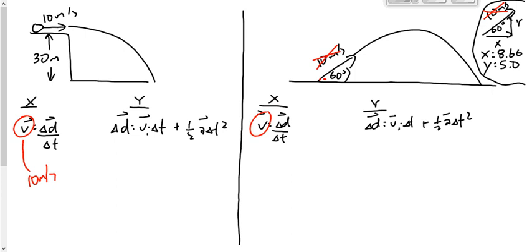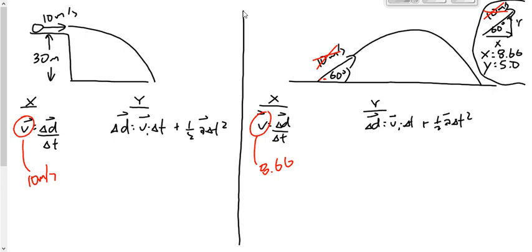Yeah, Andrew? 8.66. Does that make sense either? Right, we took away that 10, but part of that 10 is x component. Well, 8.66 of it is x component. Now let's take a look at the next thing that's a little bit different.